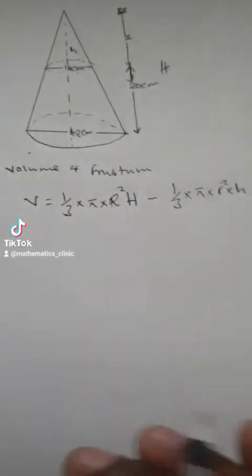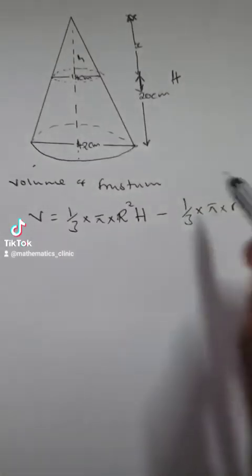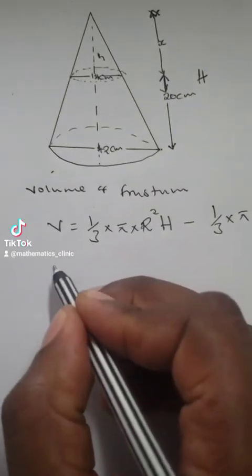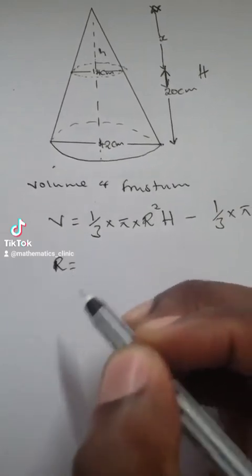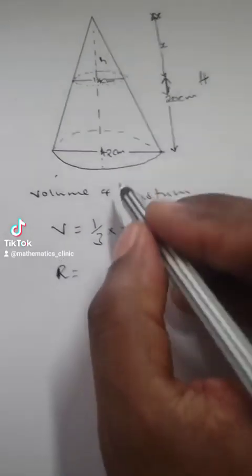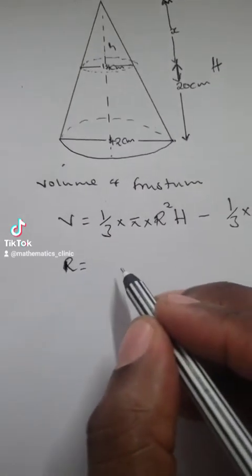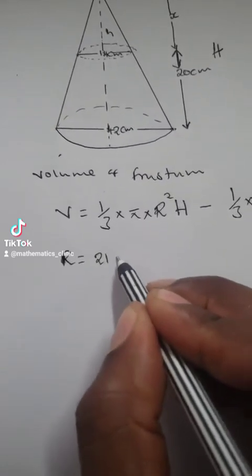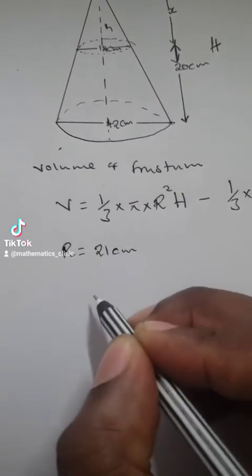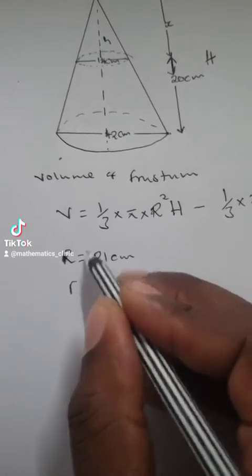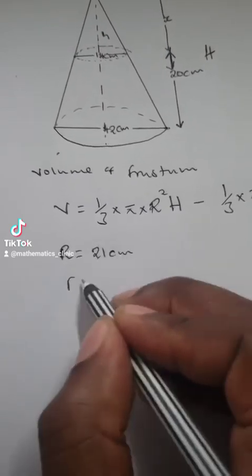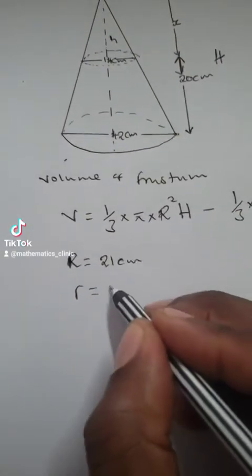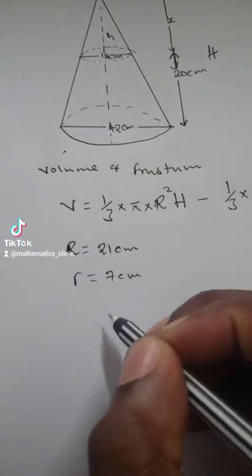All right, so now that we know the formula, what we need to know is our bigger radius. Our bigger radius is half of 42. Half of 42 is 21, right? So the radius for the bigger one is 21. The radius for the smaller one would be half of 14, which is 7. So we have 7 centimeter.